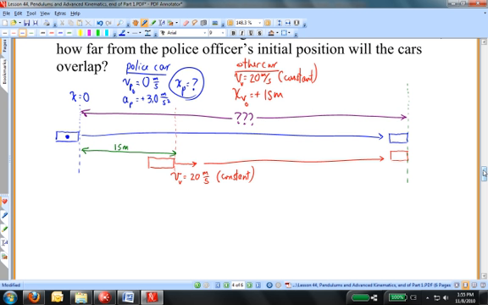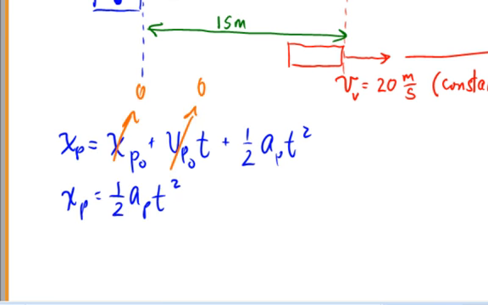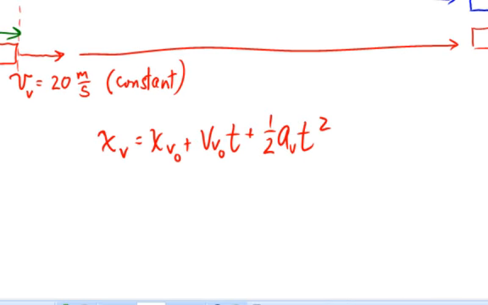So I'm going to write the position of the police car in terms of its equation of motion. The second equation of motion gives me x equals x naught plus v naught t plus 1/2 a t squared. Some things disappear from that equation, so I can simplify the police car's equation to x equals 1/2 a t squared. What about the sports car? I can use the second equation of motion for the sports car as well. But because the velocity of the sports car is constant, the acceleration term drops out, and my violator's equation of motion simplifies to x equals x naught plus v naught times t.